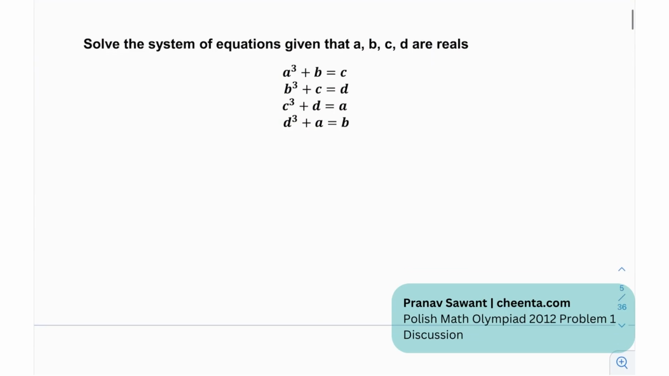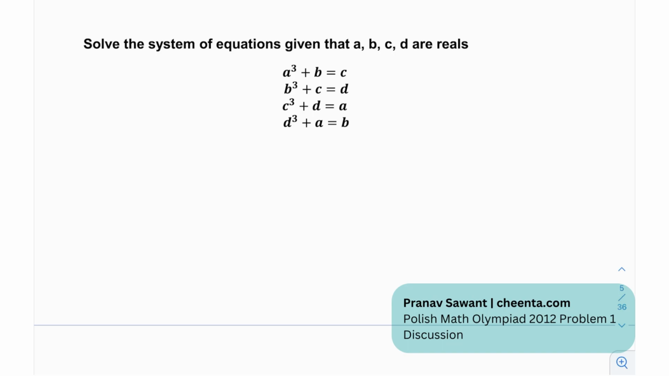Okay, so we need to solve the system of equations given that a, b, c, d are all real numbers. So they are real numbers, they're not integers or natural numbers. So you can have some sort of weird solutions as well, like maybe root 2, root 3, something like that.